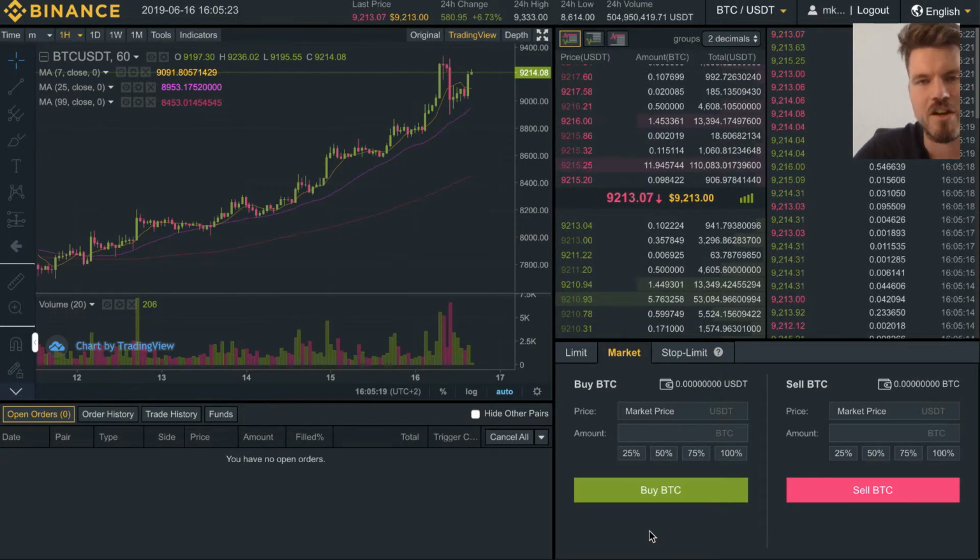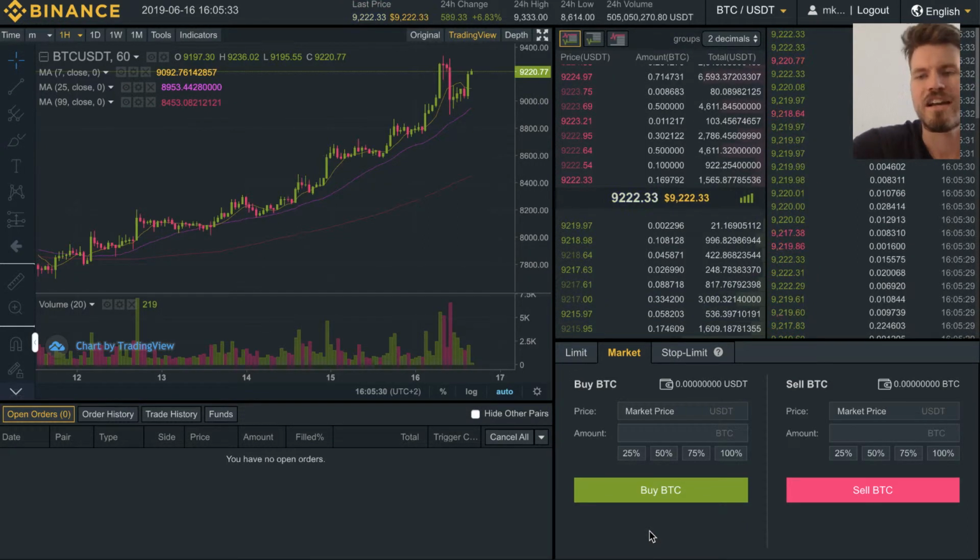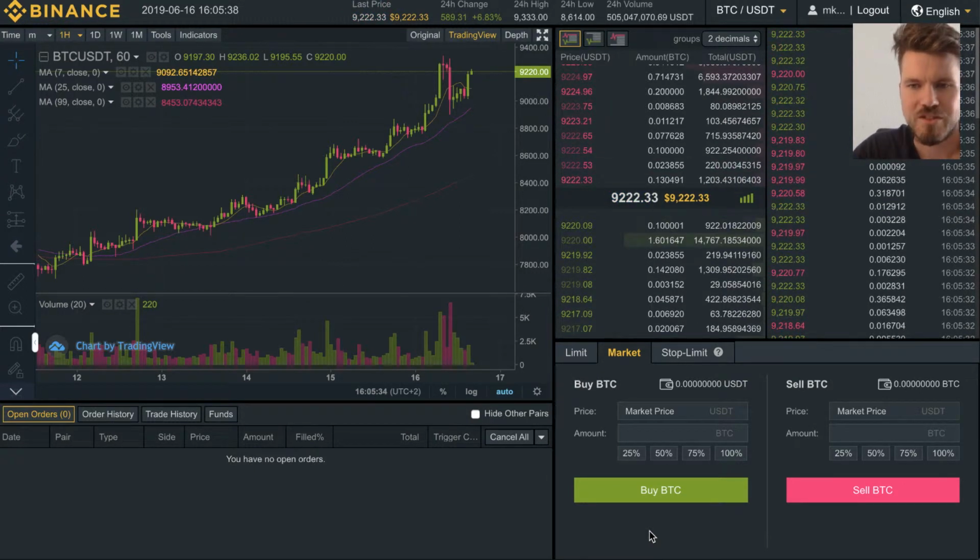However, if you've got much more time, then I suggest using the limit order, where you can select your buy or sell price. With the market order, you have no option to select the buy or sell price, and you have a much worse exchange rate when buying or selling Bitcoin or other cryptocurrencies.